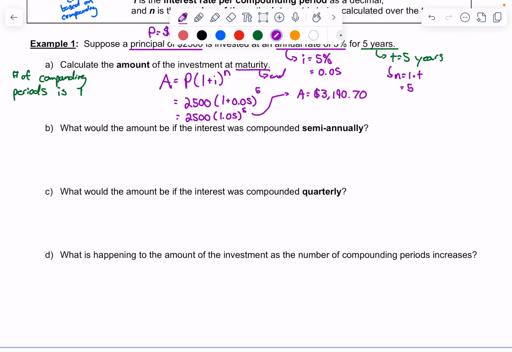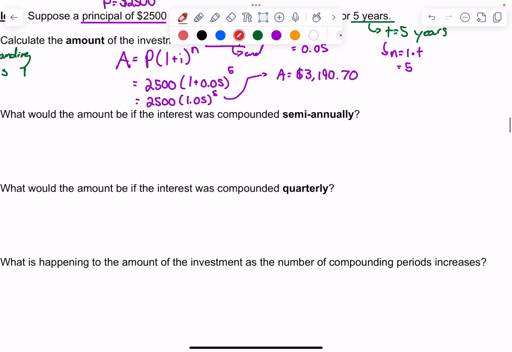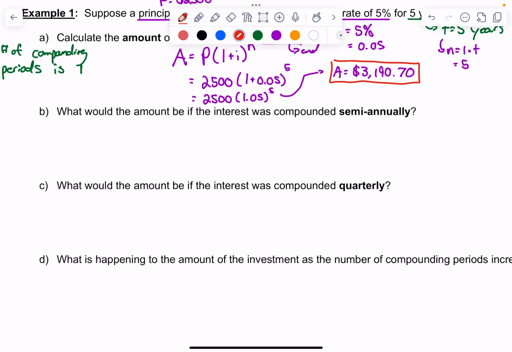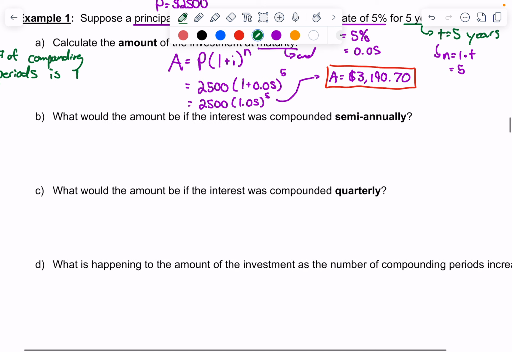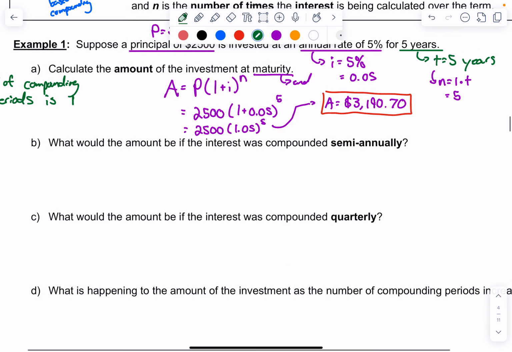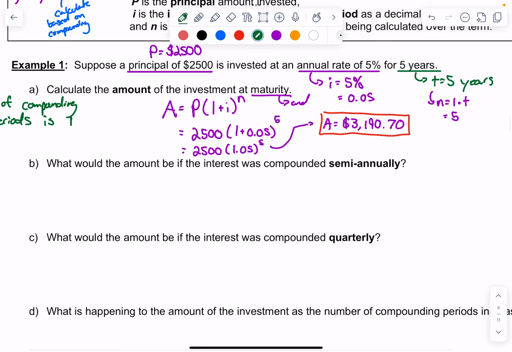Part B. Let me box that off so we know where our answer is. Here we go. What would the amount be if the interest was compounded semi-annually? Okay, so if you need to, just scroll up and ask, what does semi-annually mean? How many compounds? And this you actually do need to know, okay? So I'm not going to tell you what semi-annually means. You do need to know that.